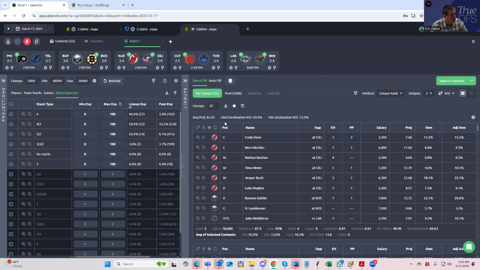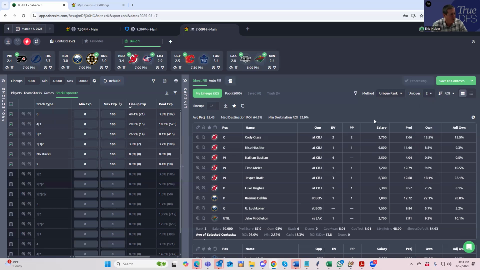If I go to min uniques 2, how is it going to affect that? You have a median destination ROI of 64.9%. When you go to min uniques 2, how is it going to affect that? You have the stack type the way you want it: all 6s, 4 3s, and 5 2s, maybe a couple of 3-3-2s. When you go to min uniques 2, what is it going to do to that?